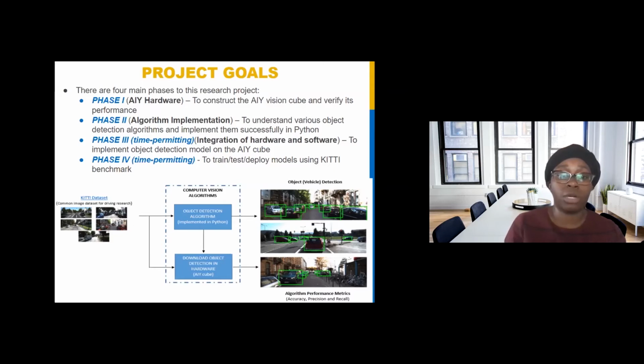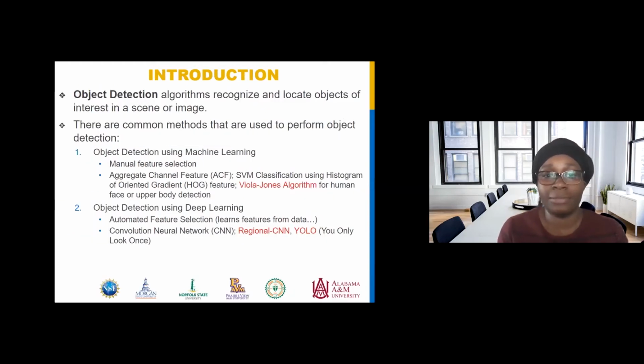In phase 4, I want you to look at the diagram below. The KITTI dataset is a compilation of images which will be used to train, test, and deploy models, which will then generate results so we can analyze the algorithm performance metrics. Here's an introduction into object detection.